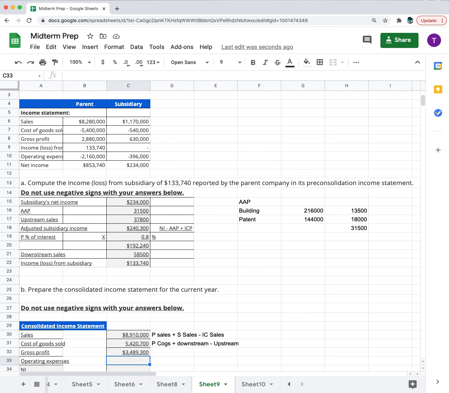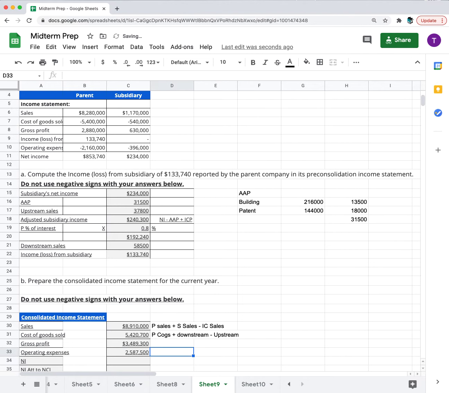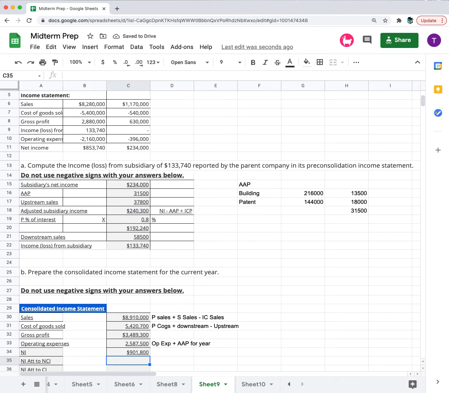For operating expenses, we have the operating expenses for the year. Again, I put that negative sign in front of the parentheses to switch it to a positive for us. And then we can add the AAP for the year. And so that gives us net income of $901,800.